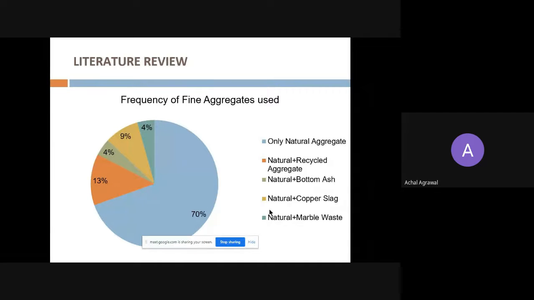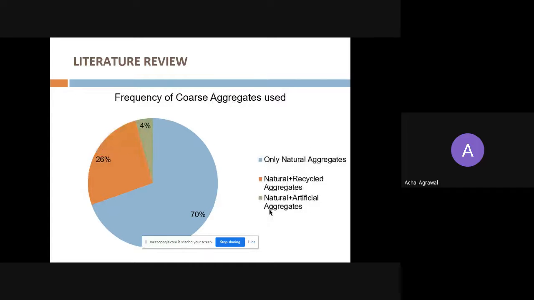Moving further, the frequency of fine aggregates. Out of those papers, approximately 70% of researchers have used natural fine aggregates, and some of them have mixed natural with recycled aggregates, with bottom ash, copper slag and marble based. This is the percentage we can see here. Next is the frequency of coarse aggregates. Approximately 70% of researchers have used natural coarse aggregates only, 26% have used natural aggregates with recycled aggregates, and only 4% have used artificial aggregates along with natural aggregates.